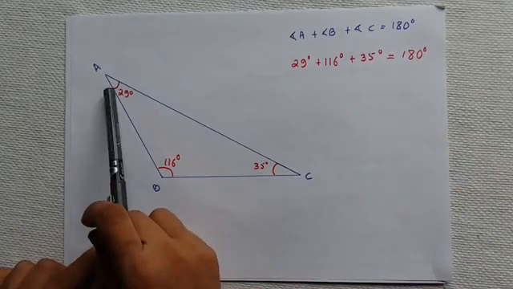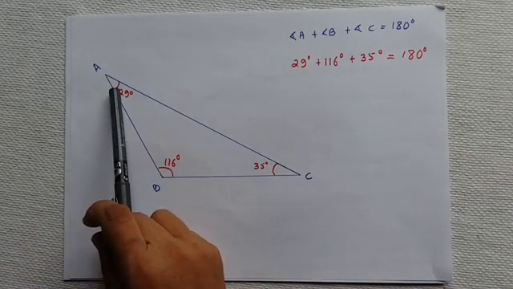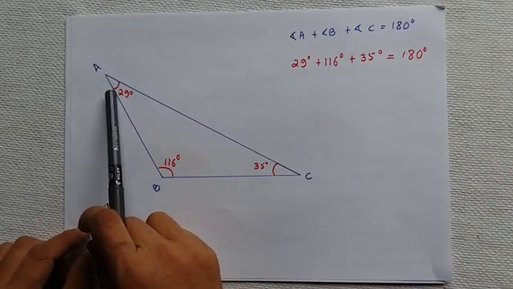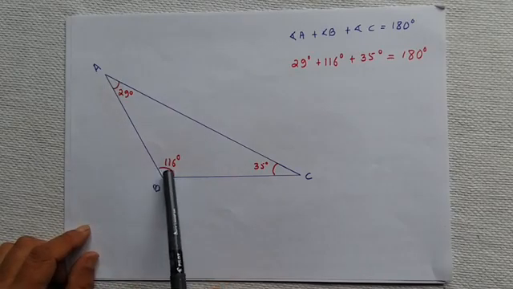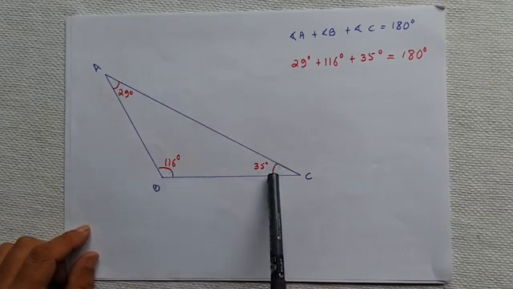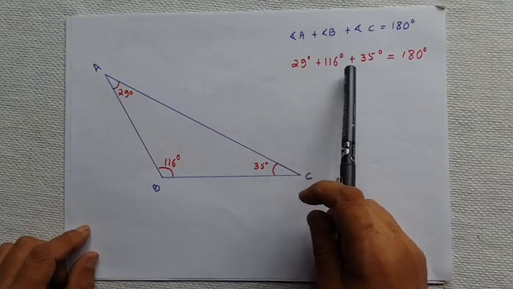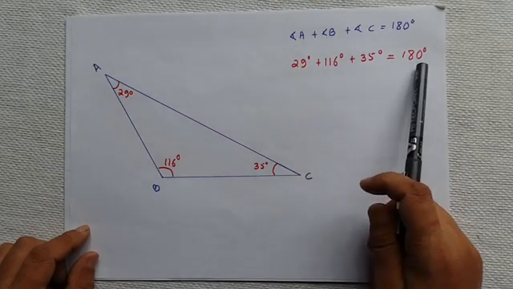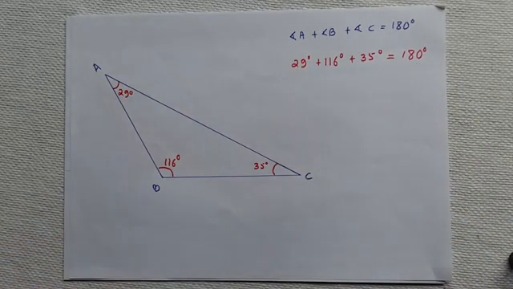Here you can see this angle, I measured it very carefully using a protractor, and it was found to be 29 degrees, this one was 116 degrees, and this was 35 degrees. So now when I add these three, I get 180 degrees. This is true for all triangles. That is, the sum of the interior angles of a triangle is always 180 degrees.